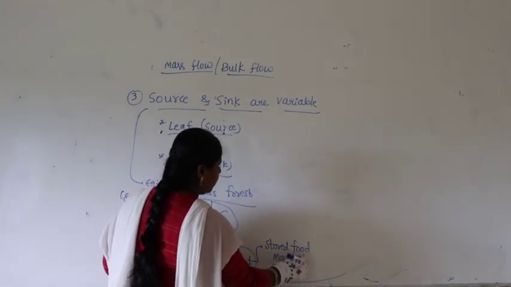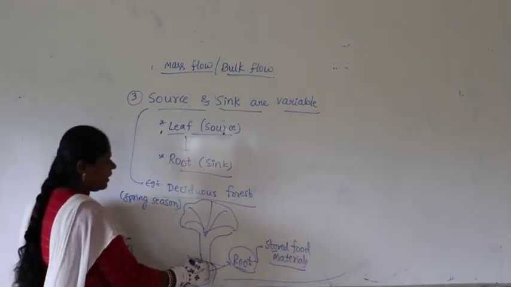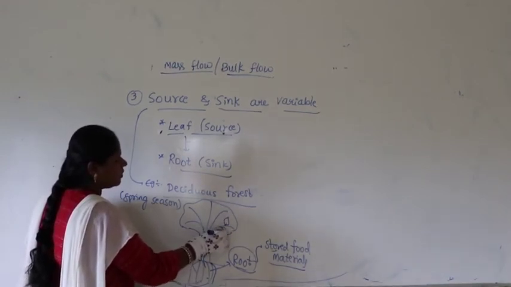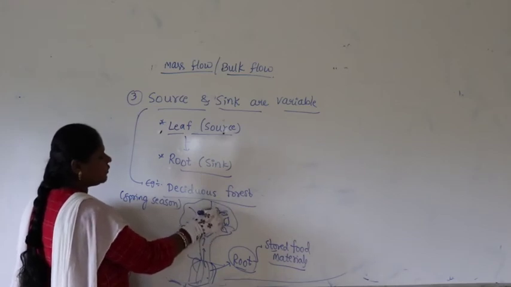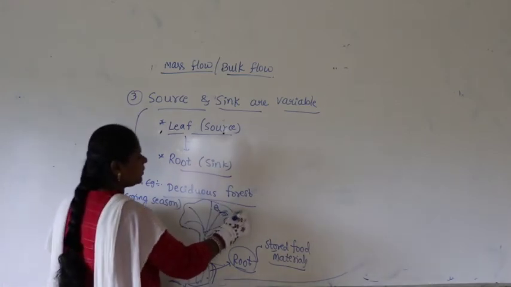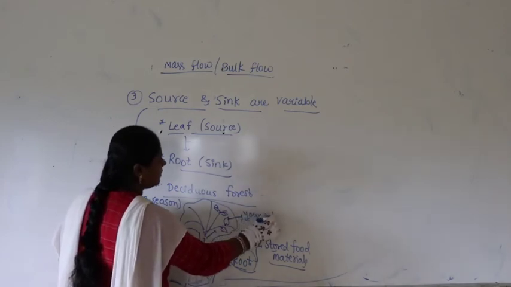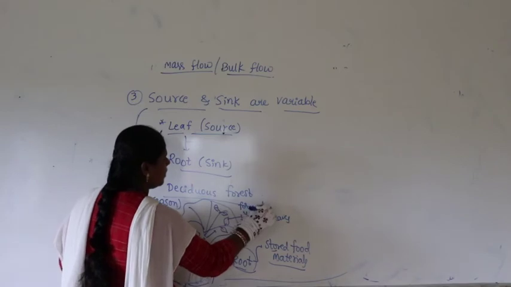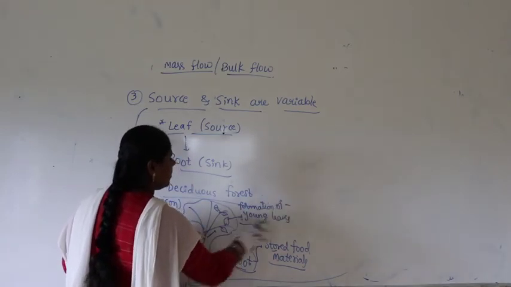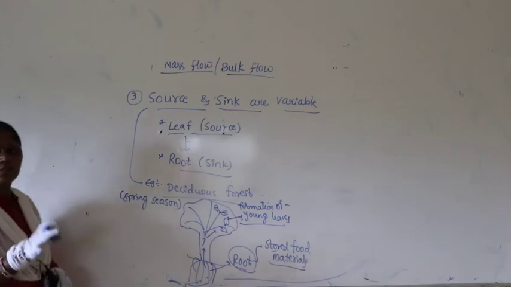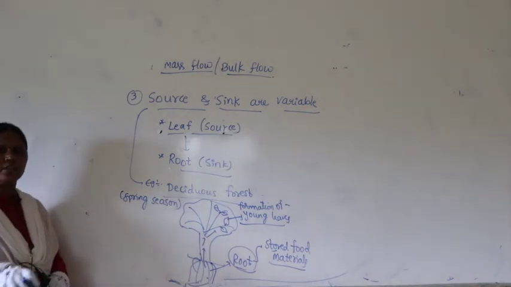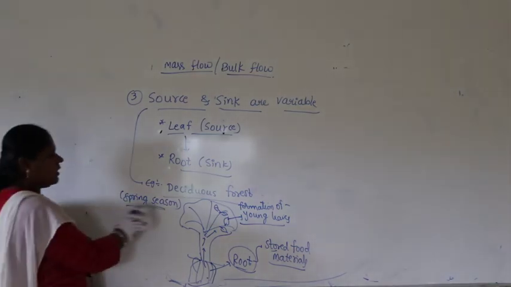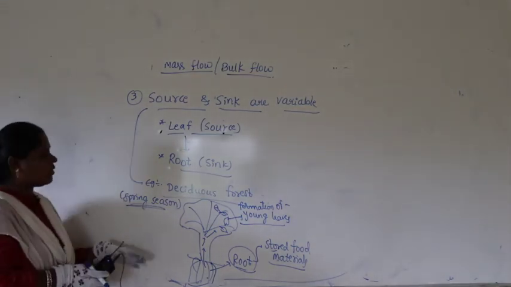So from the root, the stored food materials will be translocated in an upward direction, reach here, and lead to the formation of young leaves. This food is supplied to the branches for the formation of young leaves. So you can write here: for the formation of young leaves. At that time, you know that new young leaves, new branches, new flowers get formed in spring season. At that time all the branches or all the leaves have already fallen off.